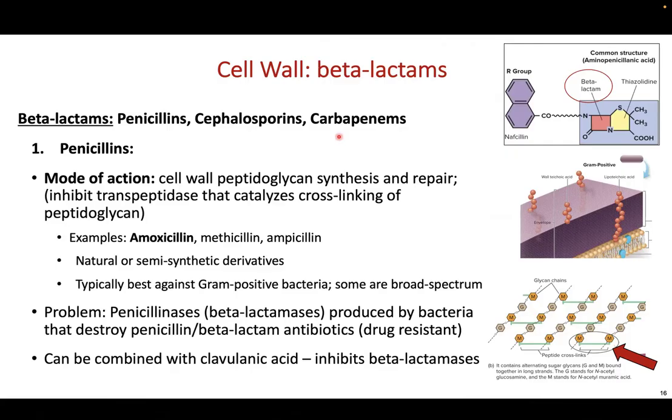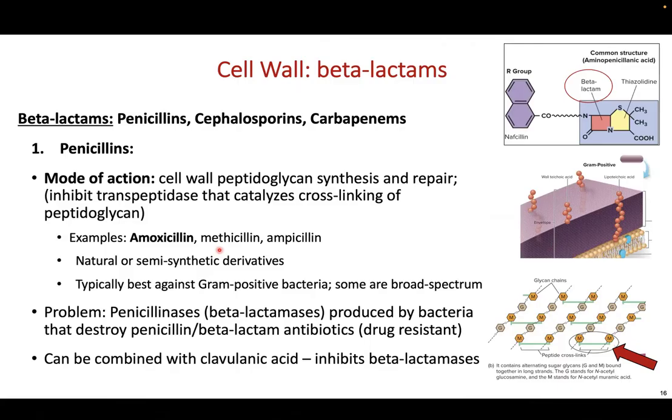So how does penicillin work? The mode of action of penicillin basically is to attack the cell wall, specifically the synthesis of peptidoglycans in the bacterial cell wall. Penicillin attacks it and prevents the repair and the synthesis of it. They do this by inhibiting the catalyzing of the cross-linking of the peptidoglycans in the cell wall. Some examples of this include amoxicillin, methicillin, and ampicillin. And then there are also some natural and semi-synthetic derivatives that are also being used to target this.